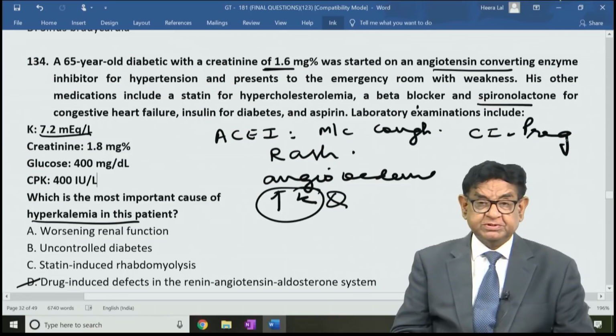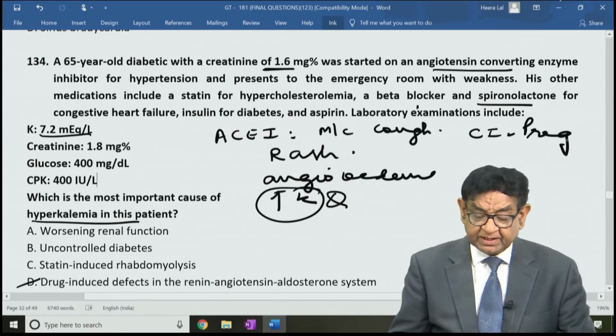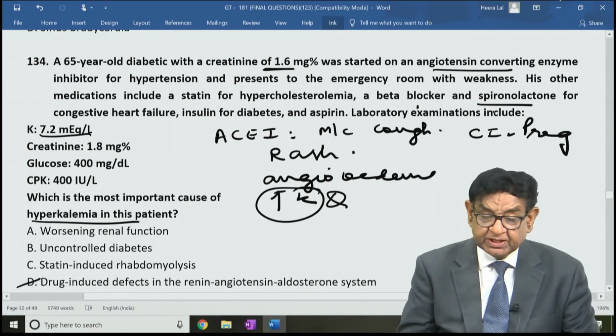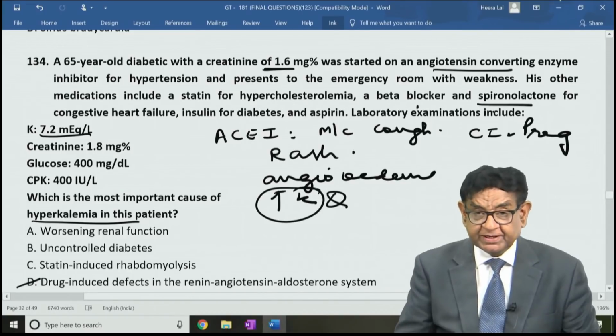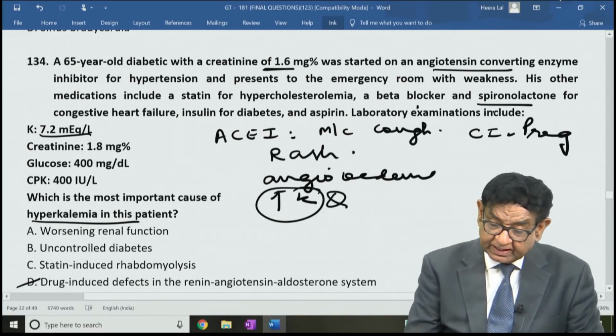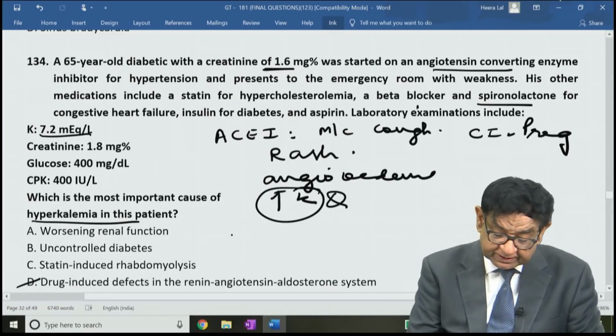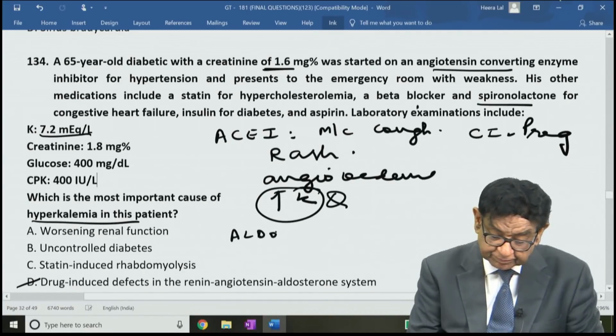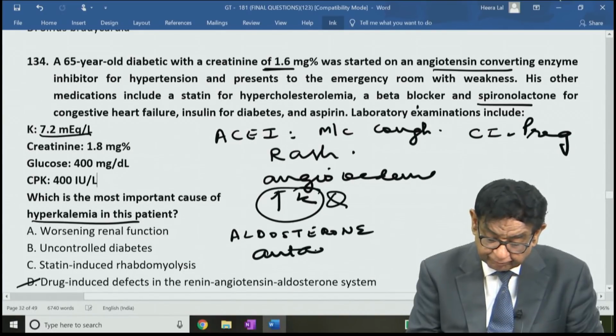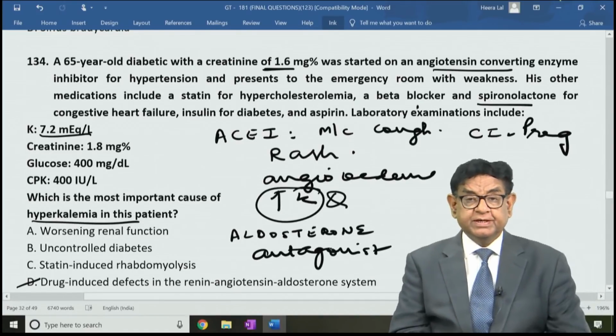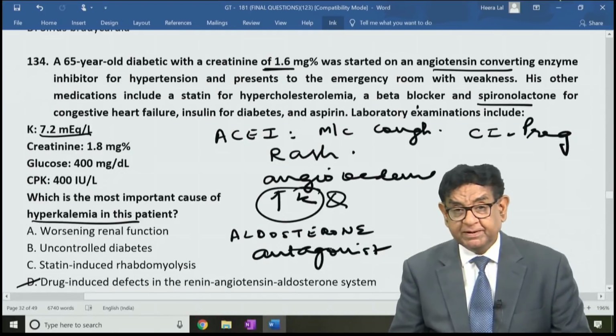It's not used. Then we have another drug, spironolactone, which is a potassium-sparing diuretic. We know very well, it is an aldosterone antagonist, and that also leads to hyperkalemia.